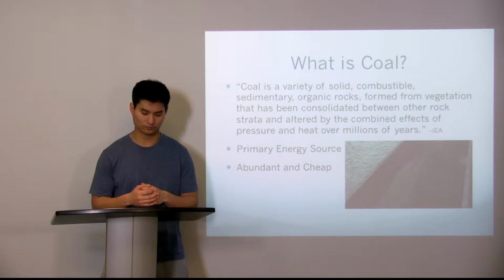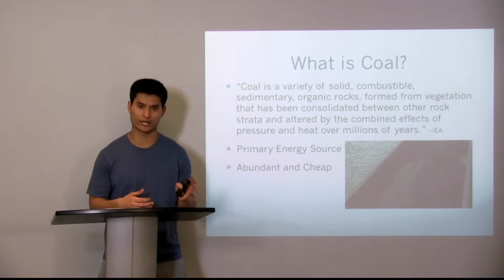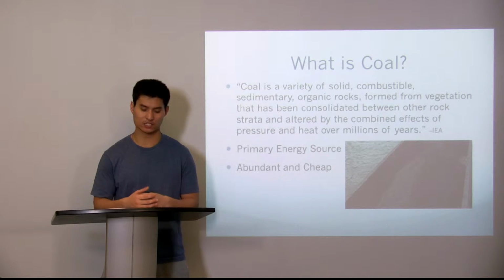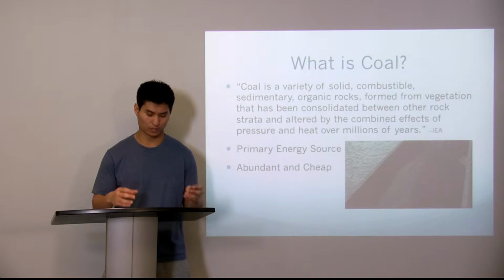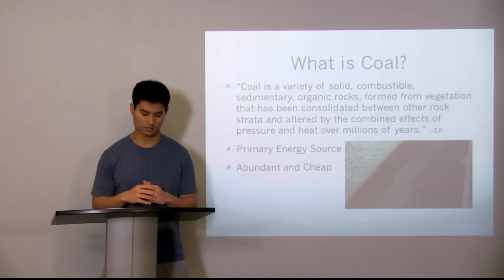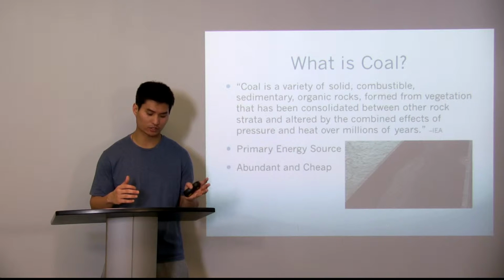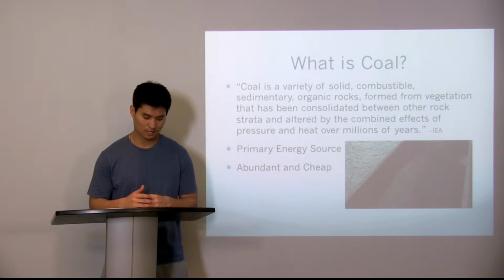What is coal? According to the International Energy Agency, coal is a variety of solid, combustible, sedimentary organic rocks formed from vegetation that has been consolidated between other rock strata and altered by the combined effects of pressure and heat over millions of years. Coal is widely used throughout the world and is considered the third primary energy source, mainly used for power generation.